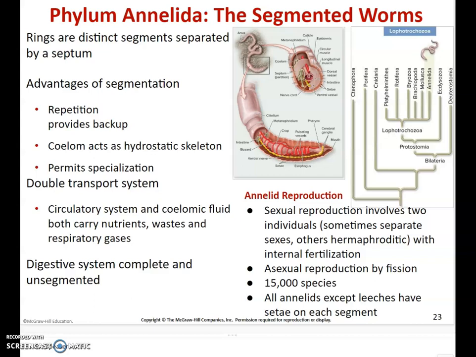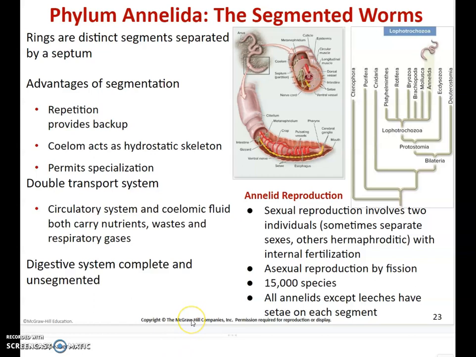The double transport system is the circulatory system and that fluid inside the column that carry all the nutrients and wastes like we were talking about. The digestive system is complete, and it's in that clitellum. And then finally, the sexual reproduction involves 2 individuals. Some are hermaphroditic, but most do an internal fertilization from a different worm.